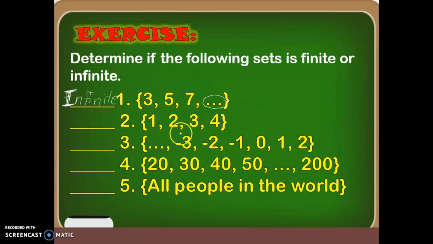How about number 2? Number 2 is a finite set because we can count the number of elements and we have 1, 2, 3, 4. We only have 4 elements. How about number 3? Okay, and since there is an ellipsis at the beginning and the end of our elements, number 3 is considered as an infinite set.